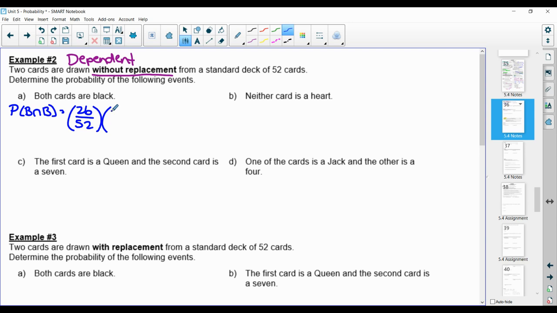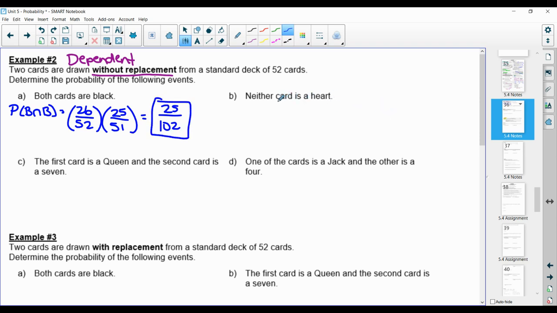So that means we now have 25 black cards out of 51 cards in the deck. And so this gives us 25 over 102. So you would put these in your calculator and then use MathFrac to get your final answer.